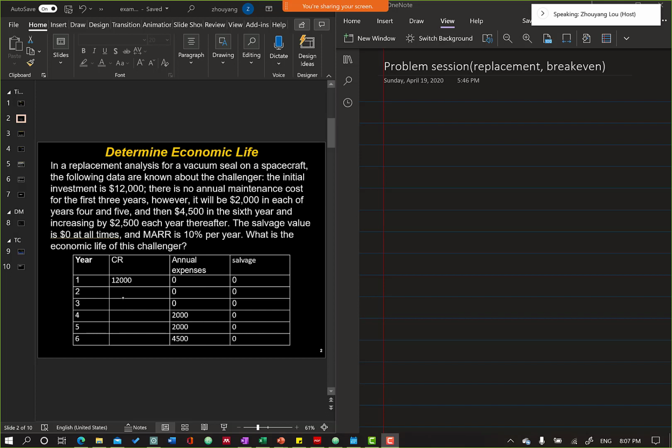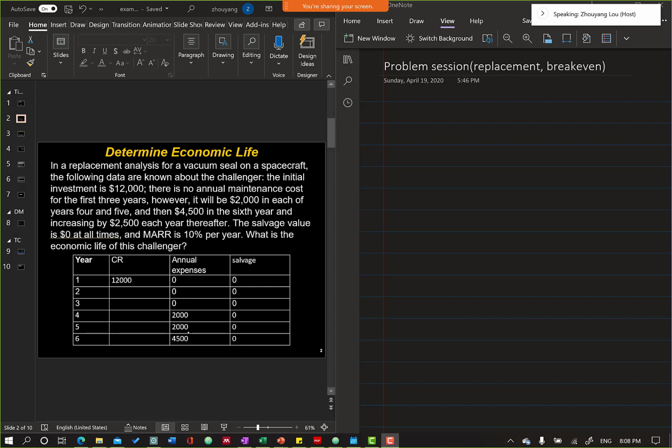The initial investment here is 12,000 for the challenger, so I just transferred that to the capital recovery. For the annual expenses, for the first 3 years we don't have anything. Starting from the 4th year, we have 2,000, the 5th year 2,000, and the 6th year 4,500. We don't have any salvage values for the entire period. Since we don't have a useful life for this challenger, we're going to determine the economic life for this challenger.